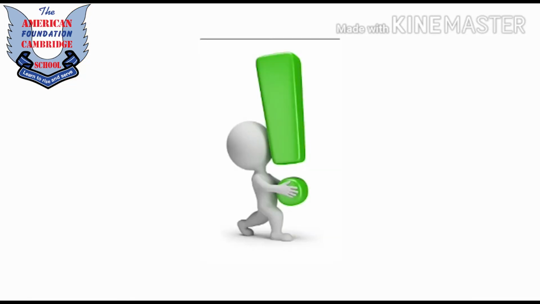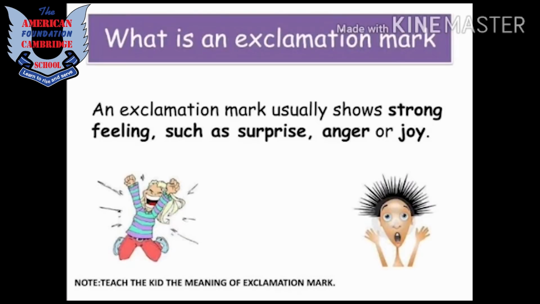The next punctuation mark is the exclamation mark. We'll study about the exclamation mark now. What is an exclamation mark? An exclamation mark usually shows strong feeling, such as surprise, anger, or joy. Anything that is related to your feeling or emotion, when you are moved or filled with emotions and feelings, and whatever comes out of your mouth at that time, that's when you're going to put an exclamation mark.